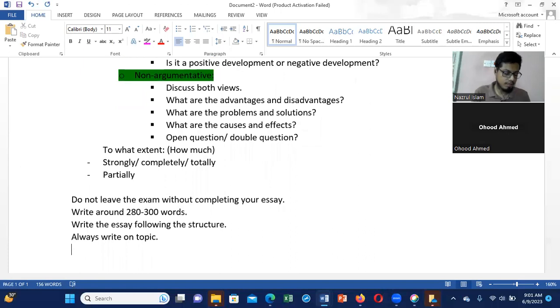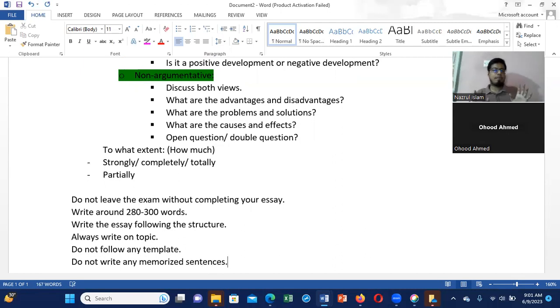Last one, don't follow any template. And do not write any memorized sentences. So these are the basic things. Please do follow this effectively.